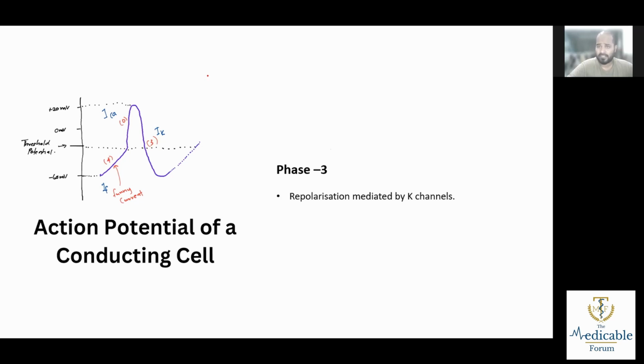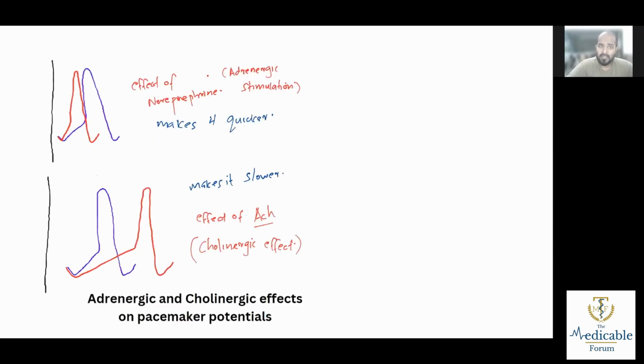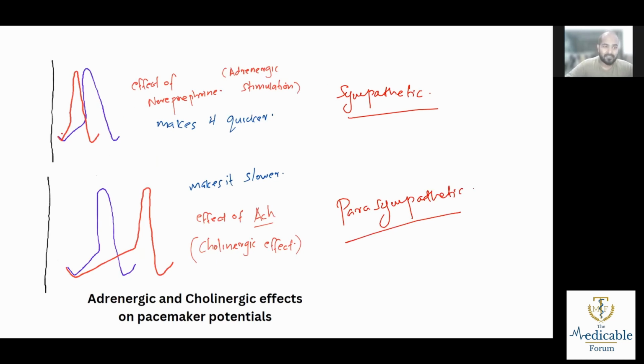Then you have the repolarization. Here you don't have a plateau phase. The moment it reaches the peak, it comes back down, and it is by potassium channels. So what I want to show is that here it is a sympathetic response, and this is a parasympathetic response. You see here that it makes the slope more steep and it makes the slope less steep. So depending on that, the rate becomes faster or slower.